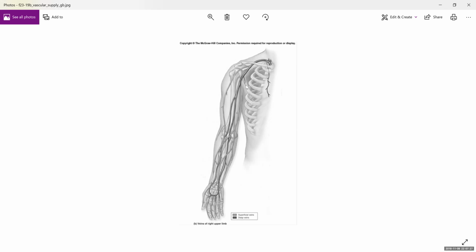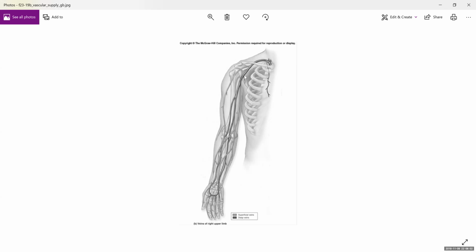Cephalic vein. The superficial vein here on the medial side. Basilic vein. Name this superficial vein right here. Median cubital vein. Name these veins. Sometimes there's one, sometimes there's two. This is the brachial vein.